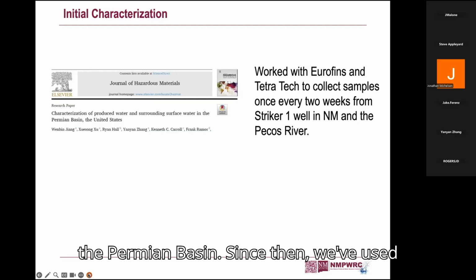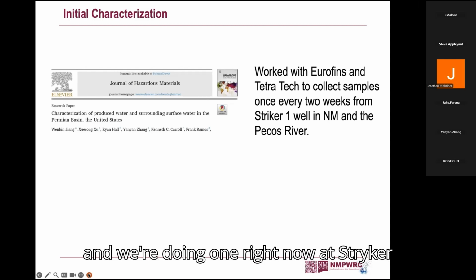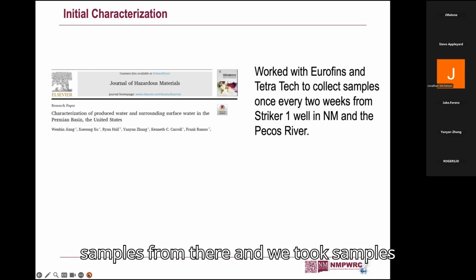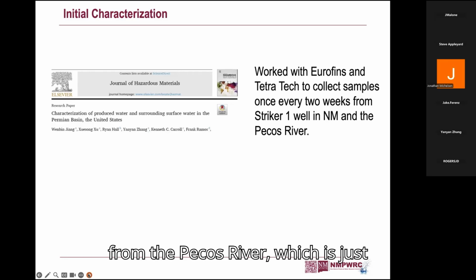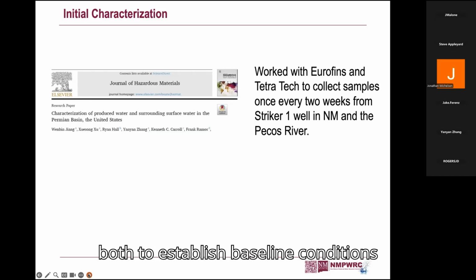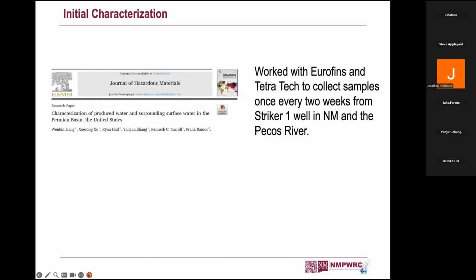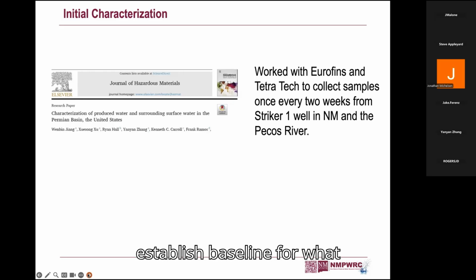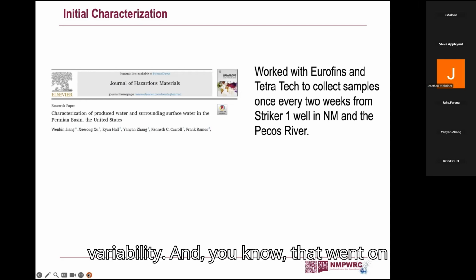Since then, we've used that model. The field pilots we've done, and we're doing one right now at Striker 1, are below that process I just described. So we took samples from there, and we took samples from the Pecos River, which is just nearby. We're right above Malaga Bend, and we wanted to analyze both to establish baseline conditions in the surface water before any discharge, and also establish a baseline for what our raw produced water was, and get a feel for variability.